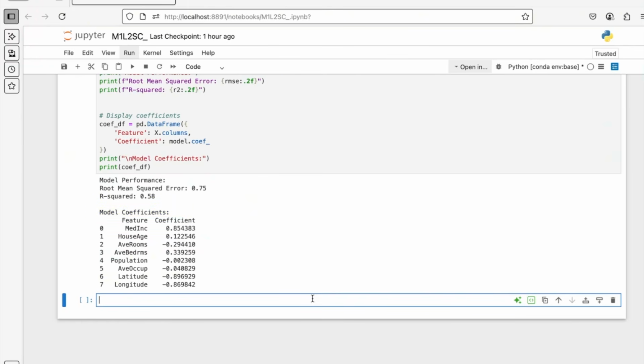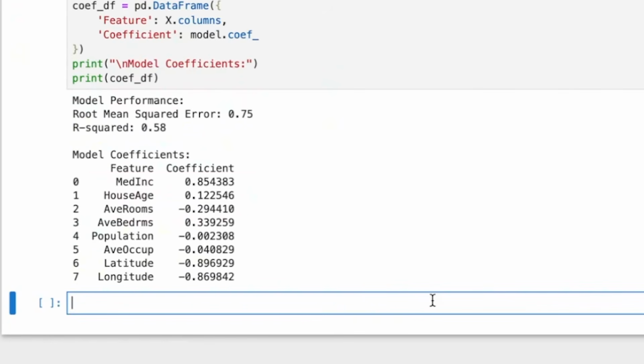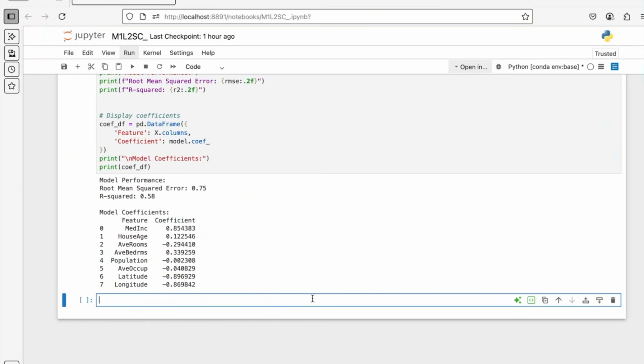So the coefficients tell us how much the target variable changes with a 1-unit change in each feature, holding other features constant. For example, a 1-unit increase in median income, MEDINC, is associated with about a 0.83 increase in median house value, equivalent to $83,000, which is pretty substantial. And negative coefficients, like the one for average occupancy, suggest that as occupancy increases, house values tend to decrease, potentially indicating overcrowding. So now let's visualize our model.